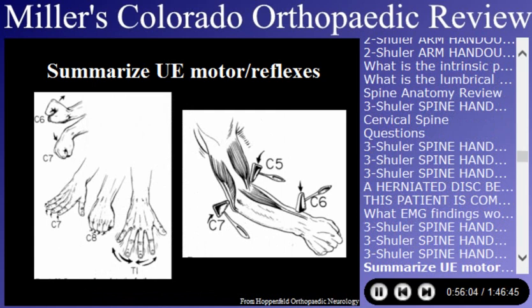Summarize. Real quick, easy. 6, 7, 7, 8, curl them, T1. That's the way I just remember when I was on my spine rotation. Real quick way to remember that. Reflexes are shown there as summary.